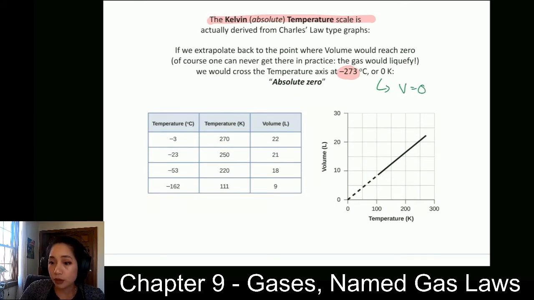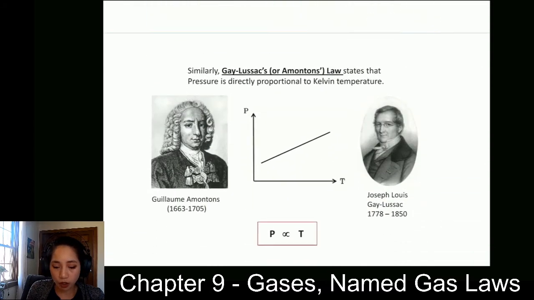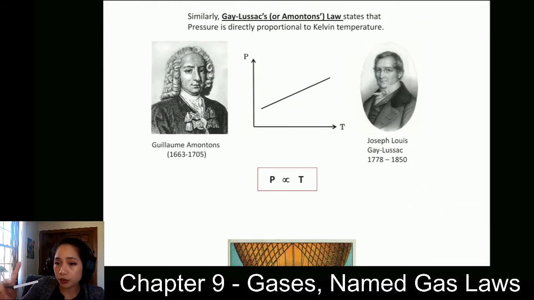So the last gas law that we will talk about relates the two variables that we have not related yet, and that's pressure and temperature. This is Gay-Lussac's law that relates pressure and temperature. You can see from the graph that they are directly proportional to one another. So pressure is directly proportional to temperature. If temperature goes up, then pressure also must go up. And the same, if temperature goes down, pressure goes down.